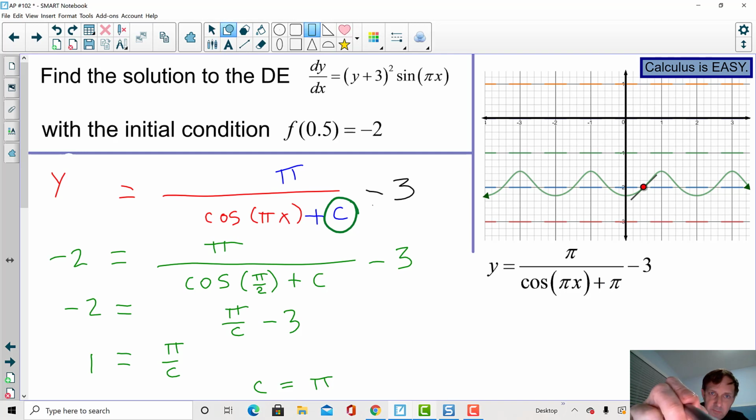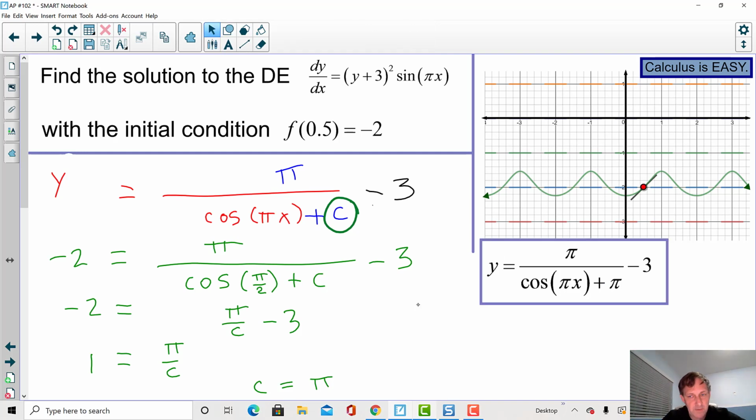So that'll be our final answer. Let's put a box around it. There we go. That's our last example. And there's nothing really weird happening here. There's no restrictions for the domain or the range.